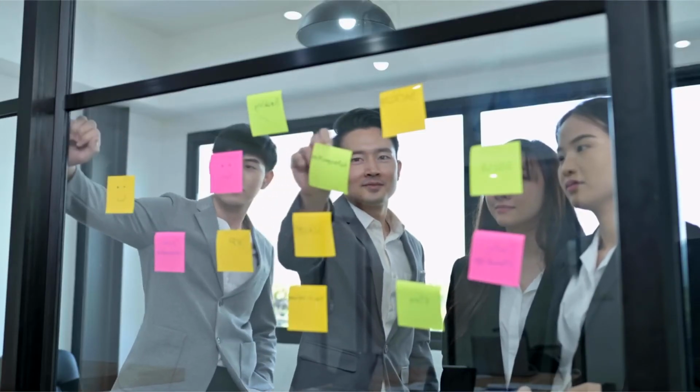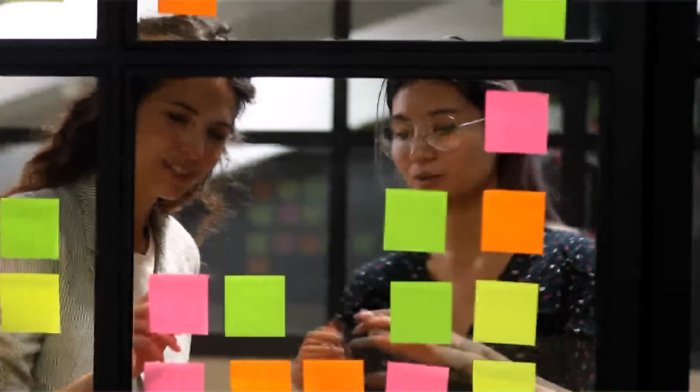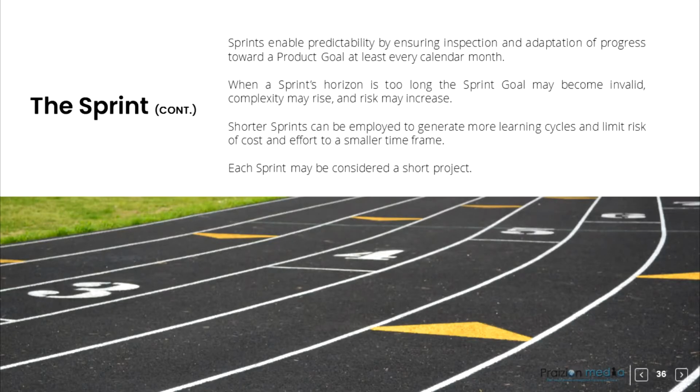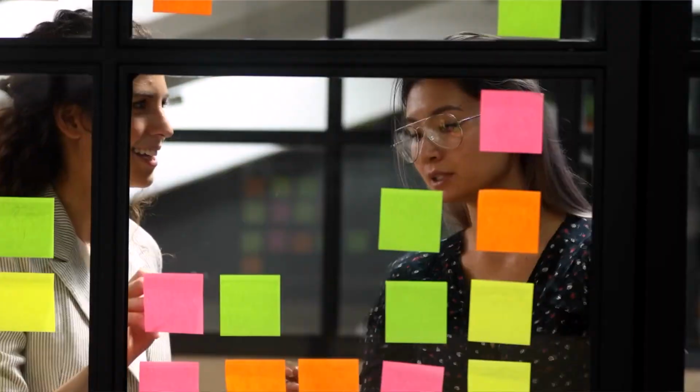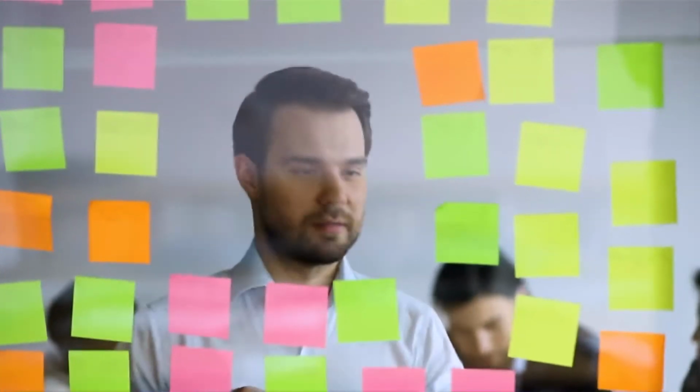Quality does not decrease. The product backlog is refined as needed, and scope may be clarified and renegotiated with the product owner as more is learned. Sprints enable predictability by ensuring inspection and adaptation of progress towards a product goal at least every calendar month.